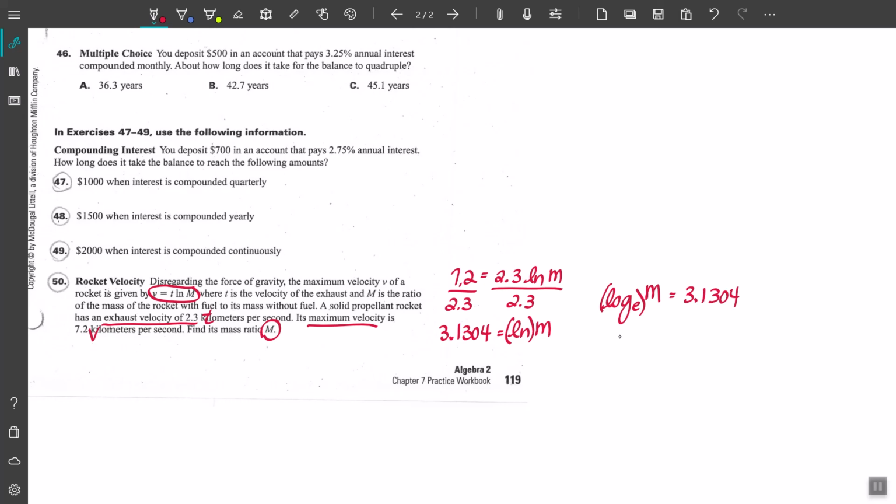So this means that when we go into exponential notation, base e raised to that decimal number is going to equal m. So then you'll go into your calculator. You'll raise e to this exponent right here, and that should give you an answer of 22.88. All right, and that's it.